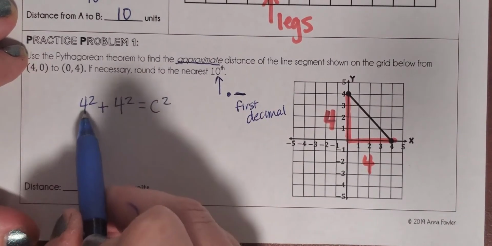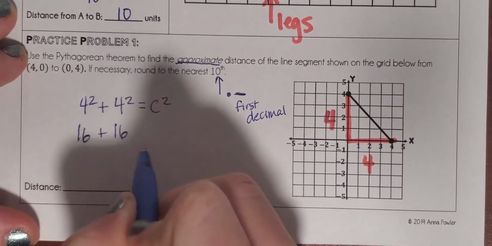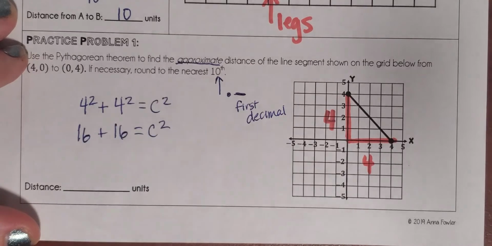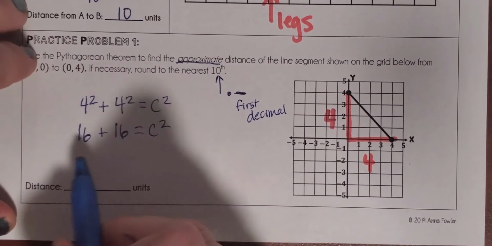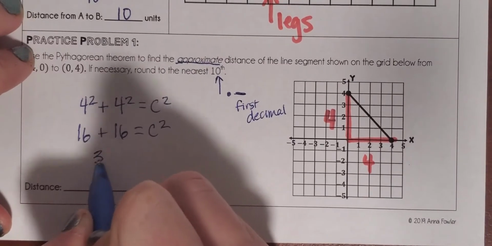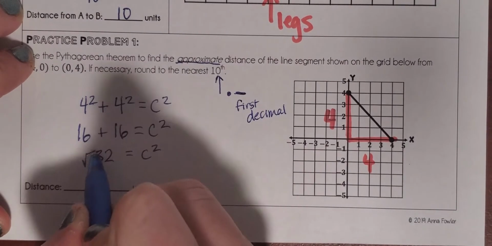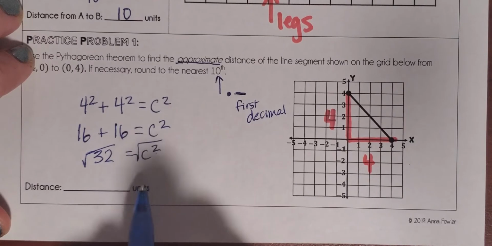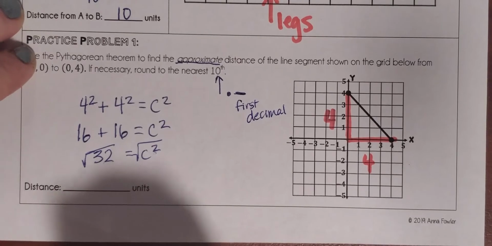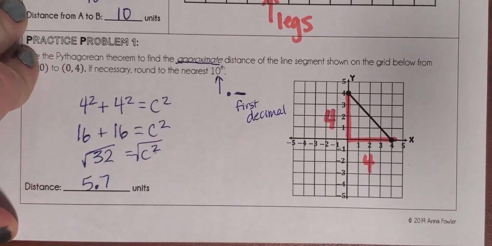So I would simplify these down. 4 squared is like taking 4 times 4, so that'll be 16. And then I have another 16, and this is going to equal c squared. Now, when I add my two numbers, I'm going to get 32 equals c squared. I'm going to square root both sides because I do not want this little exponent of 2. I need to get rid of that, and in order to get rid of that, I have to square root. So my final answer would be about 5.7 units.